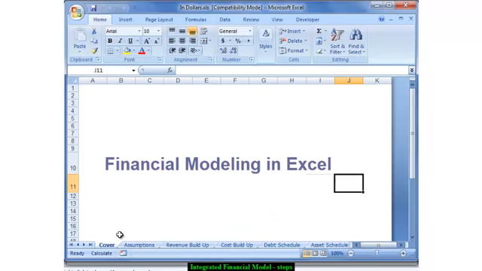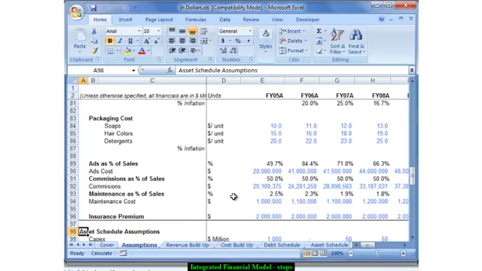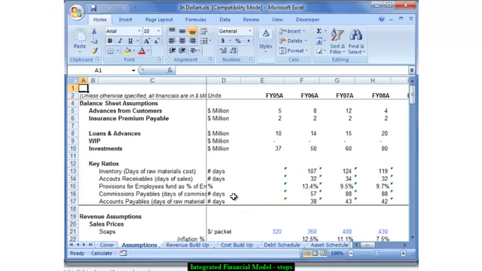So, if I were to just summarize it, for example, in this particular layout, you can see that the layout is very clean. One, two, it has all the units specified. So, for example, all the units are in dollar million or in number of days and so on. The other thing is that there is a clear demarcation for the balance sheet assumptions, the revenue assumptions, the cost assumptions, and the asset assumptions.